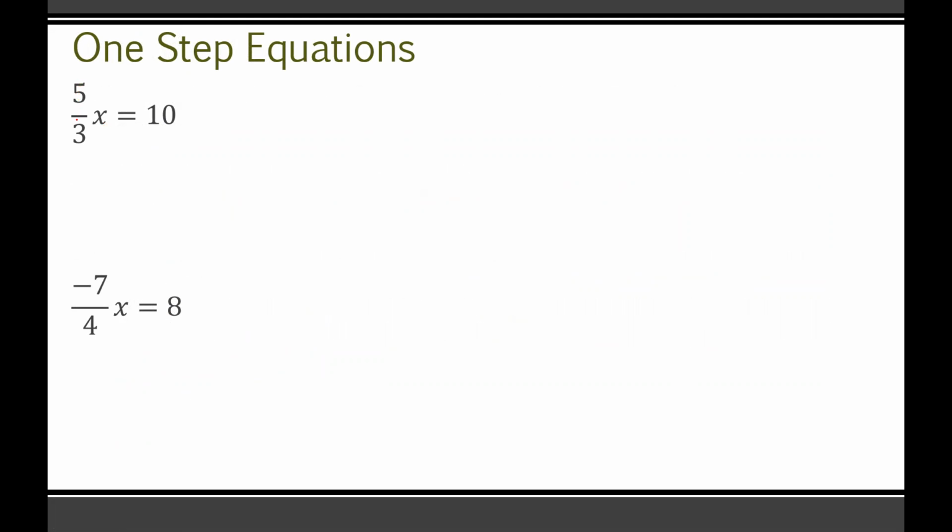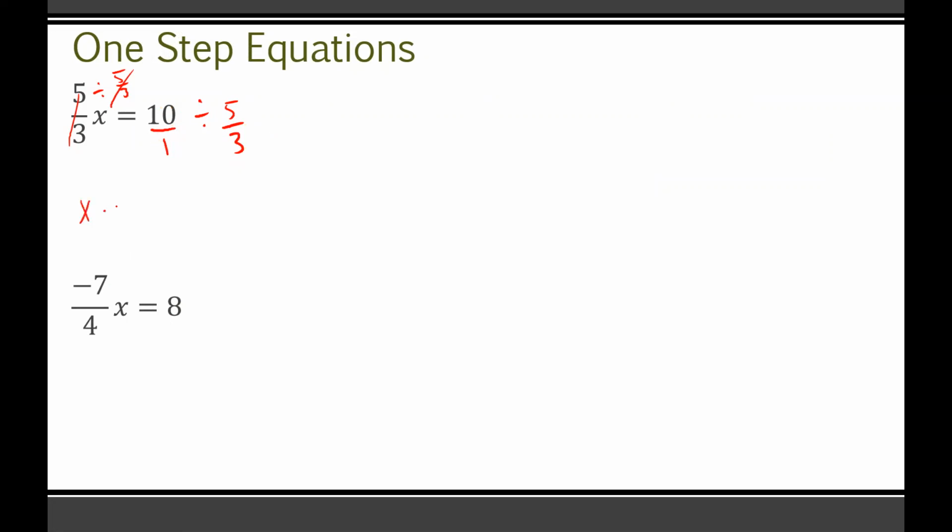First one, 5 over 3 times x equals 10. So since this is 5/3 times x, we can just get rid of this by dividing by 5/3 on both sides. But here's where something kind of funny happens. If we're going 10 divided by 5/3, this is where we have something divided by a fraction. As a matter of fact, you could probably think of this as 10 over 1 divided by a fraction because any number on its own can be written as a fraction over 1. So since this is a fraction divided by a fraction, we have to use keep, change, flip.